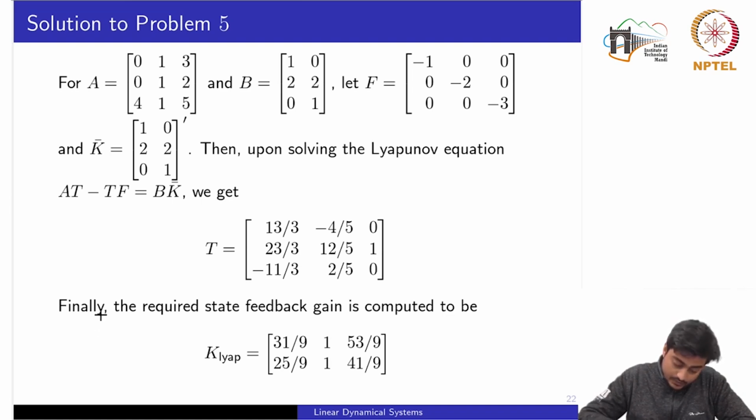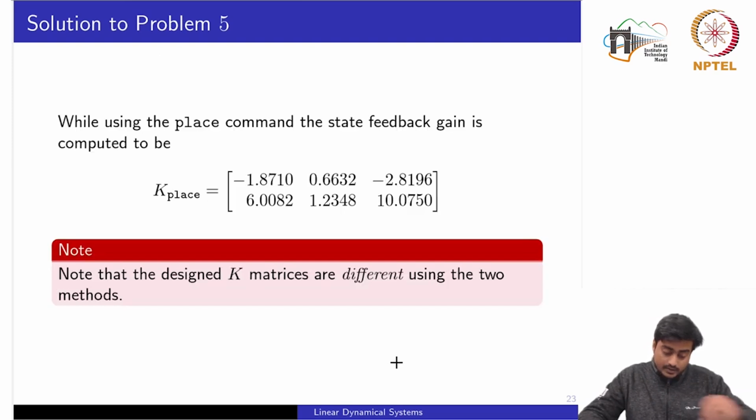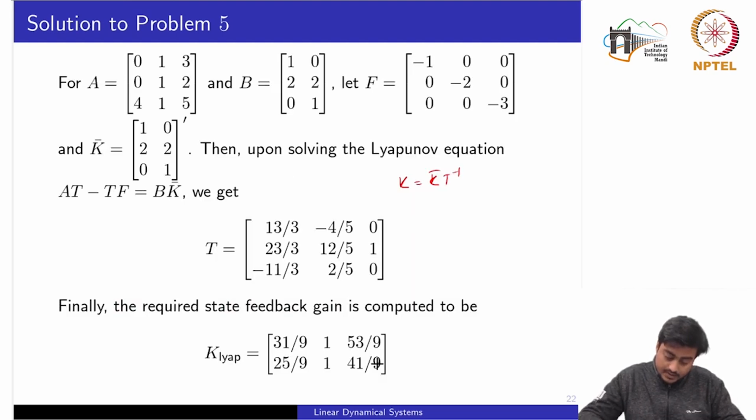Now using the equation k equal to k bar T inverse, we compute this state feedback matrix and put a subscript Lyap, so that we can identify that this matrix has been computed by the Lyapunov equation method. Now in MATLAB we can use the place command to compute another state feedback matrix, which is given by this one. Now if you see this equation and this state feedback gain, they are both different.